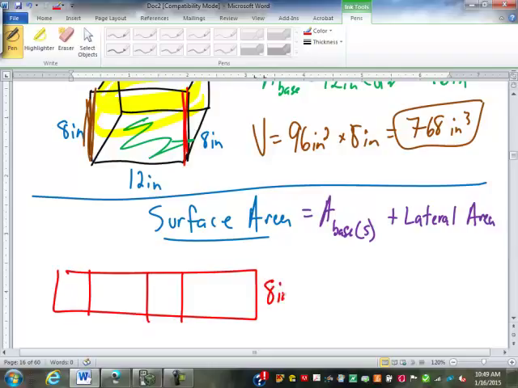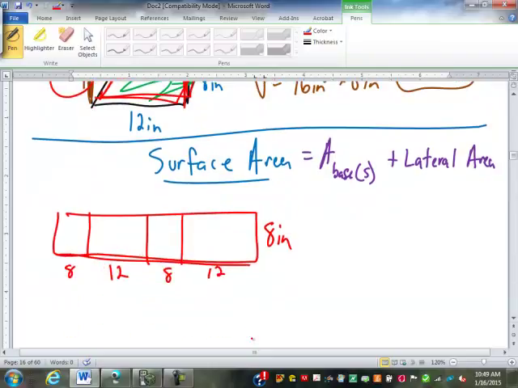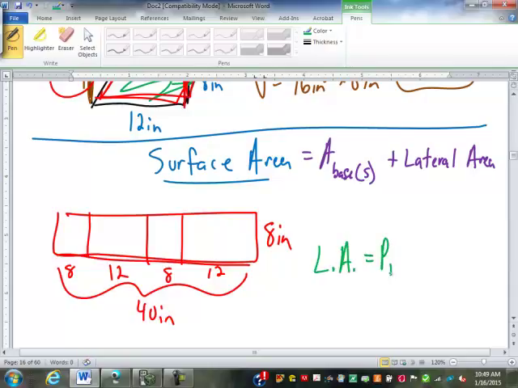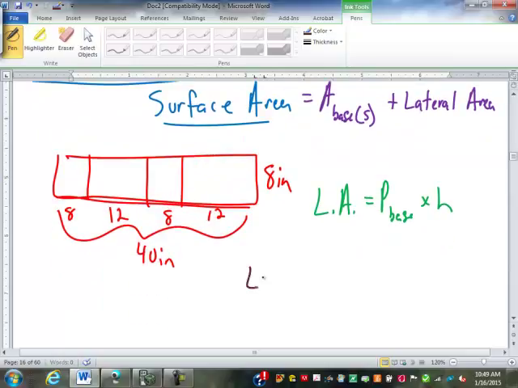The height of this rectangle is still just the height of the box, 8 inches. The length of that rectangle is the perimeter of the base, the distance around the bottom of this. So the perimeter of the base, we've got 8, 12, 8, and 12, is just 40 inches. So the lateral surface area is defined to be the perimeter of the base times the height. So for this box, the lateral area, the perimeter of the base, is 40 inches times the height of 8 inches, which is going to give us 320 inches squared, or square inches.